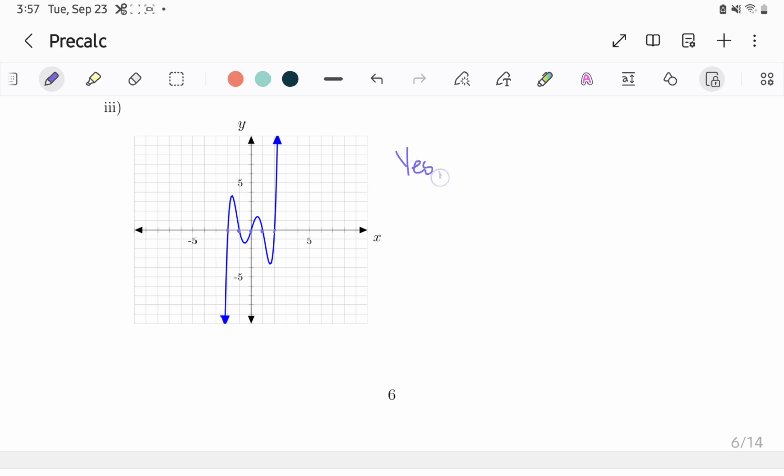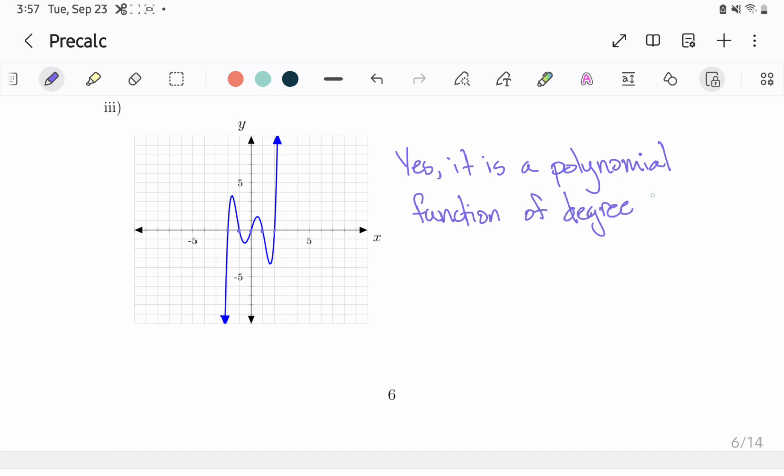So we'll say yes, it is a polynomial function of degree 5.